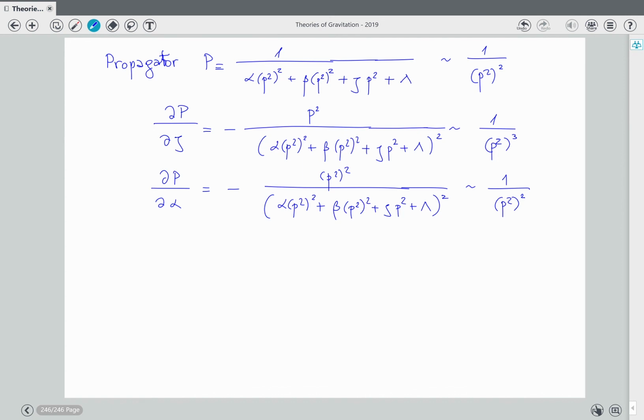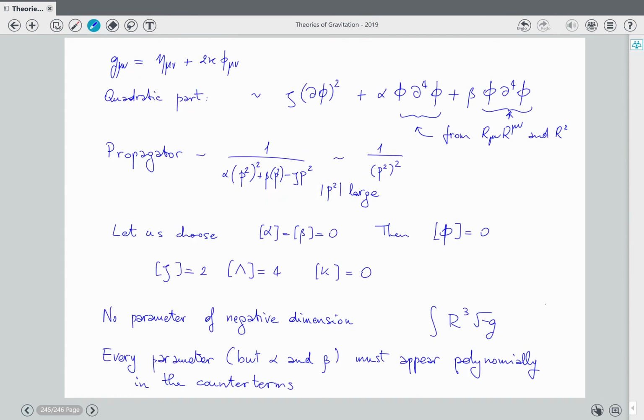And that means that if something is divergent, it remains divergent, no matter how many times you differentiate with respect to alpha and beta. So the dependence on alpha and beta will not necessarily be polynomial. It can be anything. But that doesn't matter because alpha and beta are numbers, they are dimensionless. The point is that the coefficients, the dependence on the other parameters, those that have positive dimension, can only be polynomial. So they cannot appear in the denominator, and they cannot generate something of negative dimension. Kappa doesn't matter because it's dimensionless.